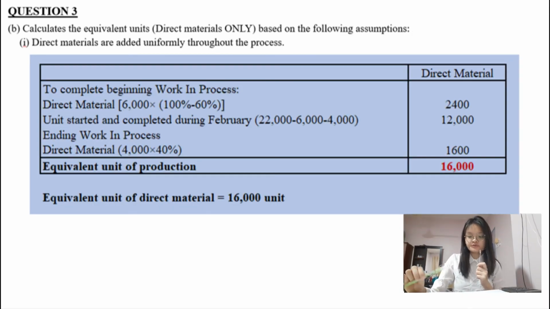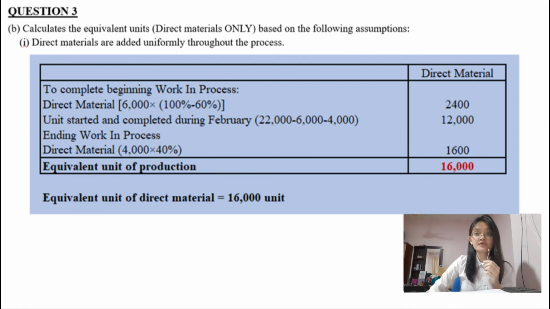Okay, now we will move to question 2B1, which is still asking us to find the equivalent units, but this time only for the direct material. We also have an assumption that the direct material is added uniformly throughout the process, which means that the conversion cost completion percentage will be equal to the direct material completion percentage. And same as the previous question, we still prepare a table to calculate our equivalent units for the direct material.